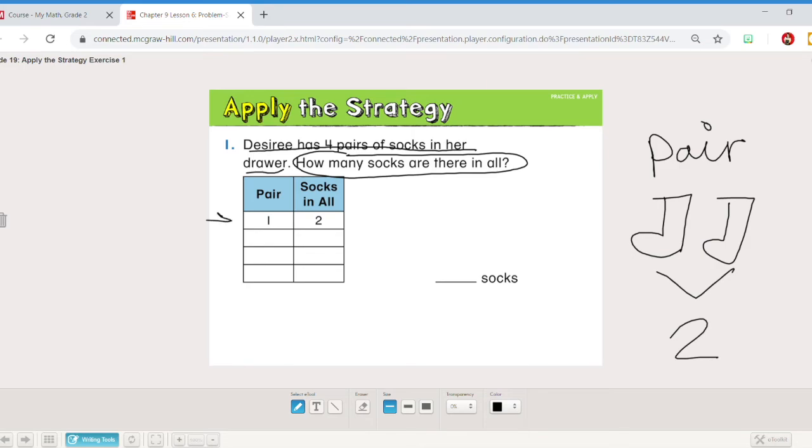And look, it even has it there for us. 1 pair equals 2 socks. So in her drawer, she has 4 pairs. 2, 3, 4. Each pair has 2. We can count by 2s. 2, 4, 6, 8. So how many socks in all? 8.